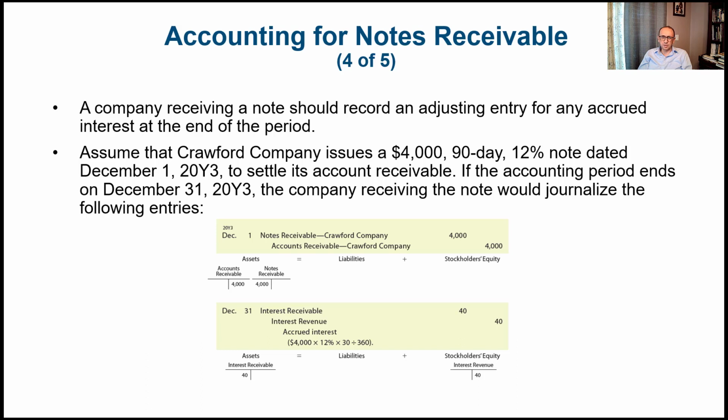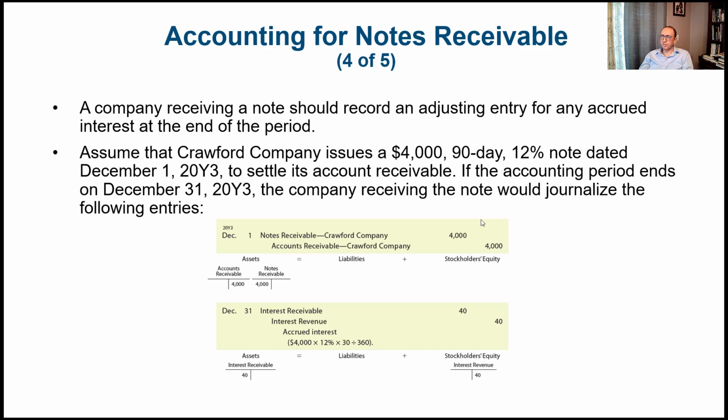of the period. And that's another issue that sometimes happens, when we have a note that was issued in one period, but the maturity date is in a different period. So on December 31st, we need to make an adjusting entry to recognize the revenue earned during the current period. So assume that Crawford Company issues a 90-day 12% note dated December 1st, year 3, to settle its accounts receivable. If the accounting period ends on December 31st, year 3, the company receiving the note will journalize the following entries.